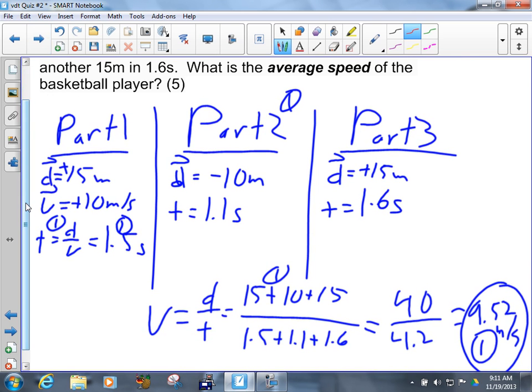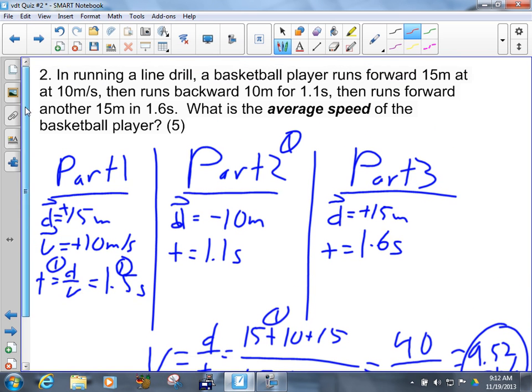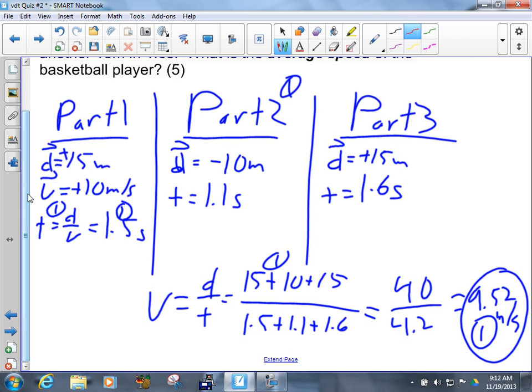I was not given the time for part 1. I was only told that they went 15 meters at 10 meters per second. So I have to do a manipulation here. t equals d over v. Give them a mark if they did that, and that should come out to 1.5 seconds for part 1. I'm given all the other distances and times. So all I have to do now is add them all up.